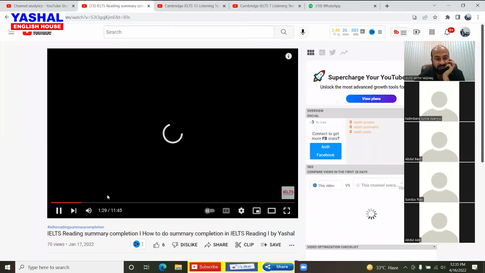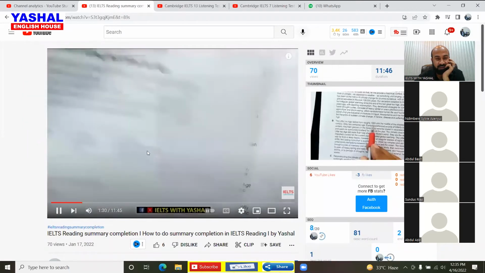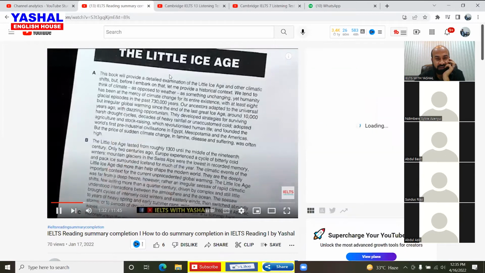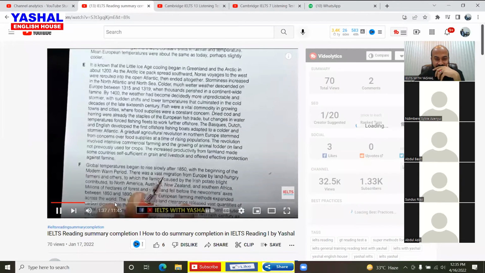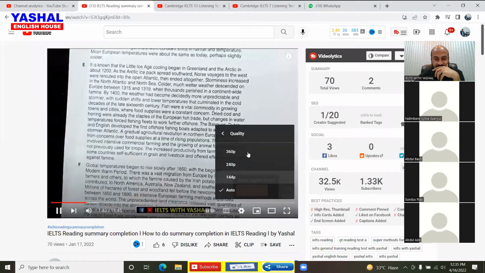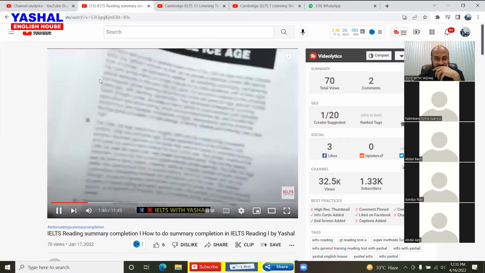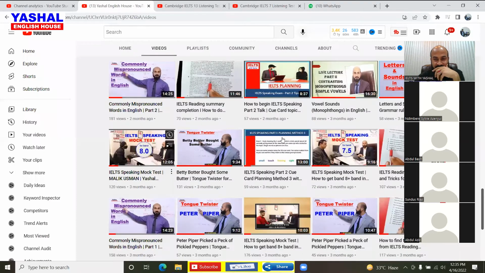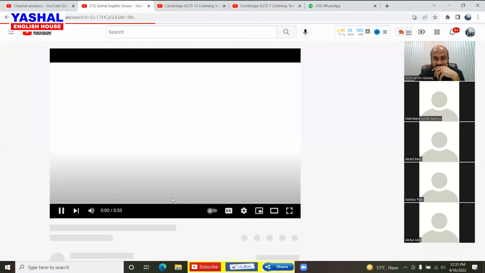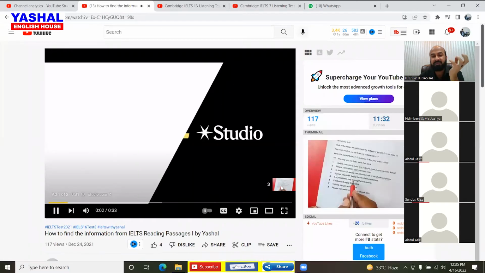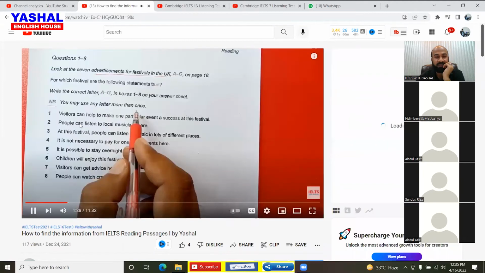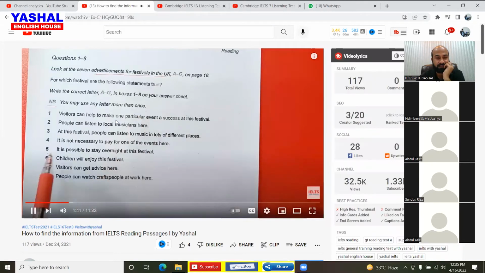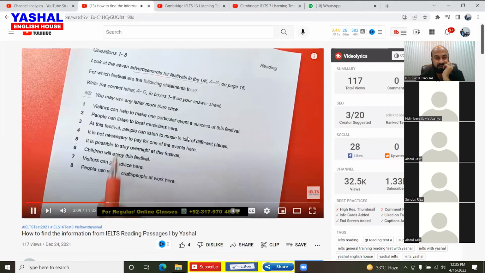For example, this is the reading passage. I'm doing IELTS reading summary completion. Okay, the little ice age, I think. Reading passage 2 or reading passage 3 it is. We have to go for summary completion. I've done lots of tests on screen. For example, here, if you watch it, then you can easily find. Because if you are not doing the test with me, then you cannot get the right techniques and tips, because we need to go for the keywords. We need to highlight the keywords in the questions. Then we need to find them in the passage. It can be the answer from paragraph A. So I'm just telling you over here.